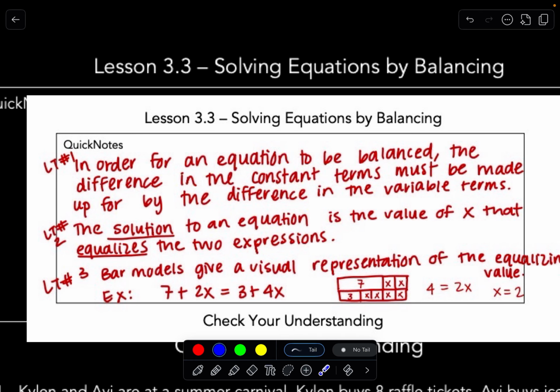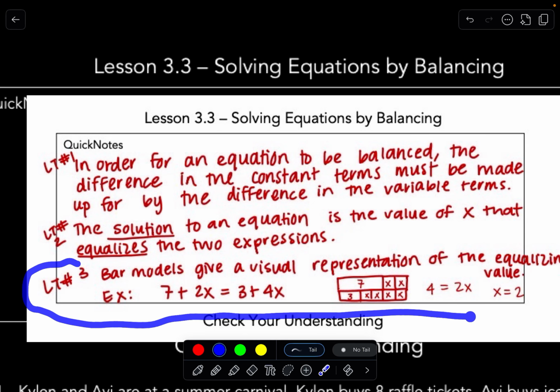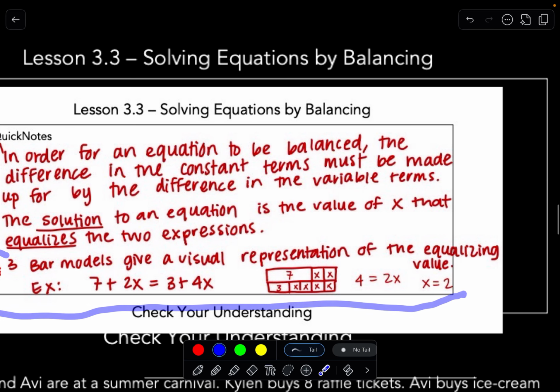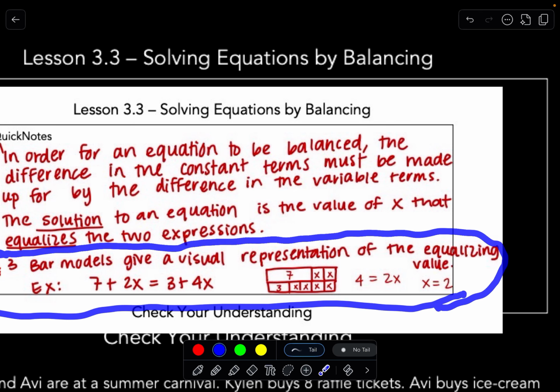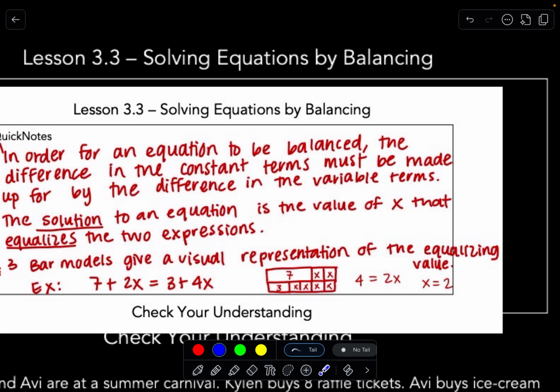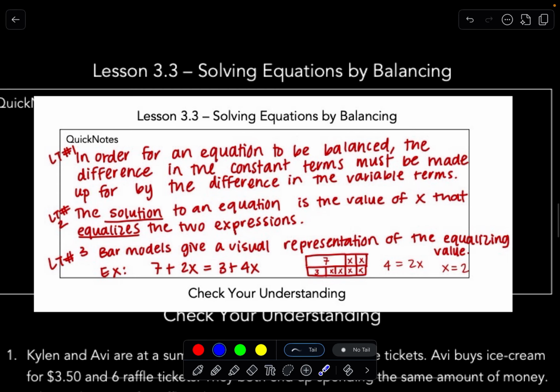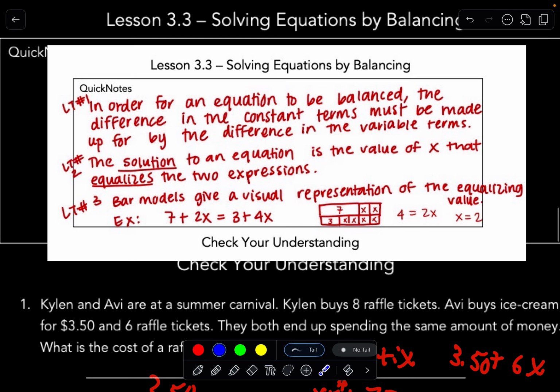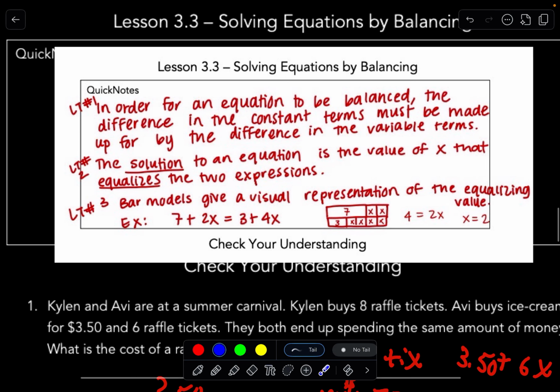And the third learning target is just about the visual way you could think about it. Again, don't feel bad if this doesn't make sense. I don't use it, but I've been doing this forever. It wasn't shown to me when I was your age, so that's why I was successful, I guess, because I could see it. But anyway, now do the check your understanding.